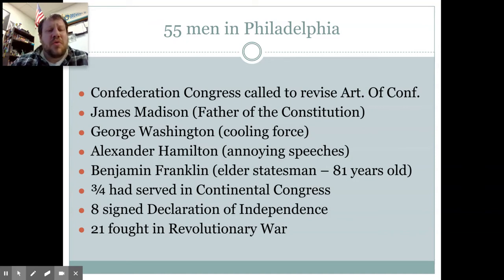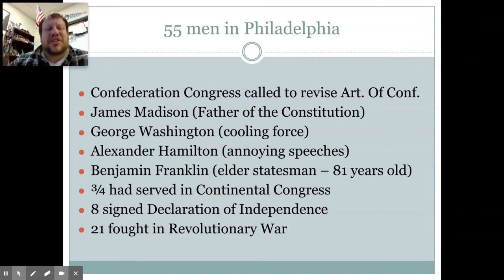Some people were interesting there. Alexander Hamilton was known for his very, very annoying speeches. He was kind of like a whiny little dude, I guess, supposedly at the whole thing. The musical does not portray that part about him, to a degree. And you even have Benjamin Franklin there, who was the elder statesman, 81 years old. He had to be carried in a chair, and he was so weak and so sick he could not speak. So he had to write down what he wanted to say and have another person say it for him.